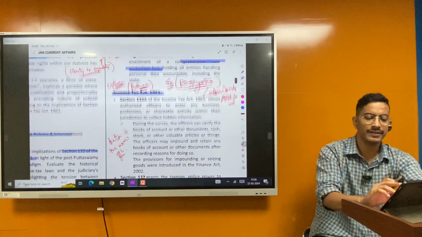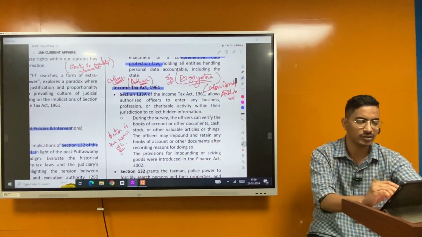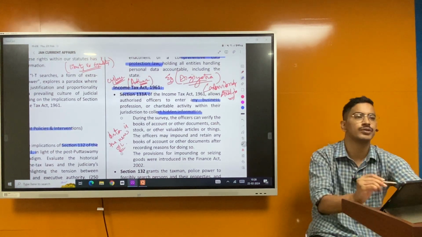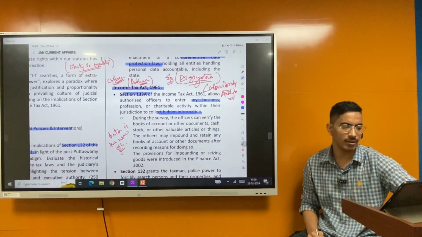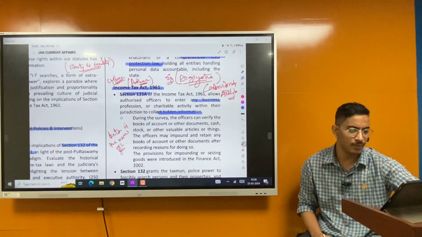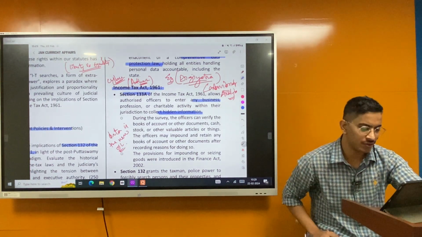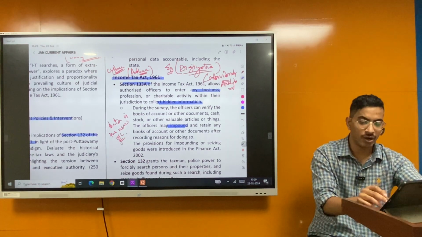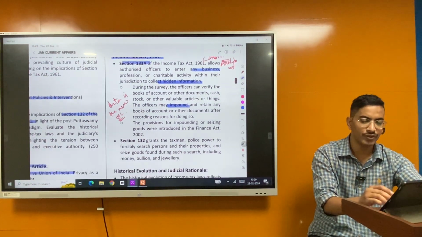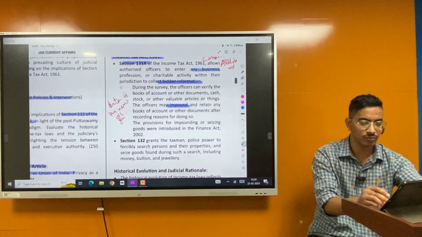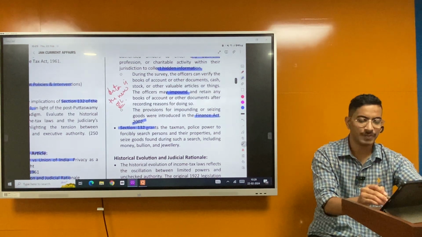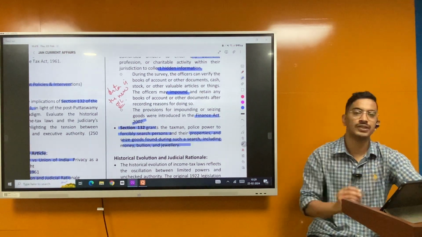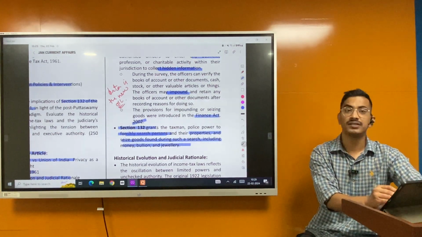Then what is the Income Tax Act 1961? Section 133A of the Income Tax Act allows authorized officers to enter any business, profession, or charitable activity within their jurisdiction to collect hidden information. During the survey, the officer can verify the books of accounts or other documents, cash, stocks, or other valuable articles or things. The officer may impound and retain any book of account or other documents after recording reasons for doing so. The provision for impounding or seizing goods was introduced in the Finance Act 2002. Section 132 grants the taxman police power to forcefully search persons and their properties and seize goods found during such search, including money, bullions, and jewelry. So even forcefully they can search a person under Section 132 of this IT Act.